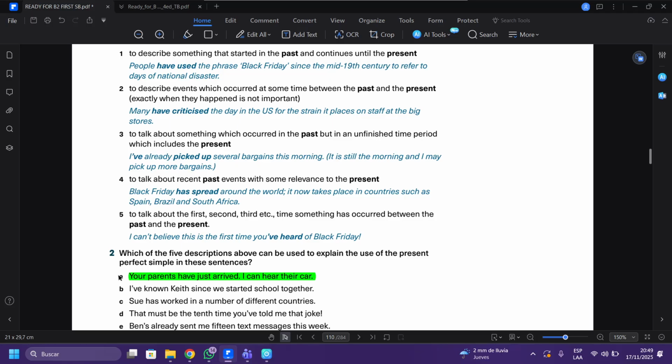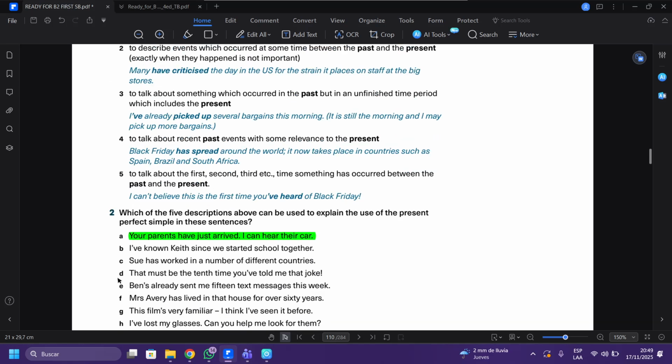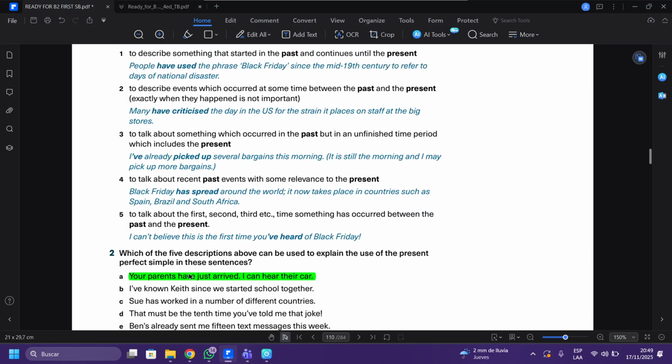I think it could be number 4, to talk about recent past events with some relevance to the present, because it says that you're just right. Awesome. Yes, it could be number 4. So letter A, number 4. Okay. Or it could be number 2 as well, to describe events which occurred at some time between the past and the present, and exactly when they happened is not important. Yes, of course. This is letter B with the number 2.